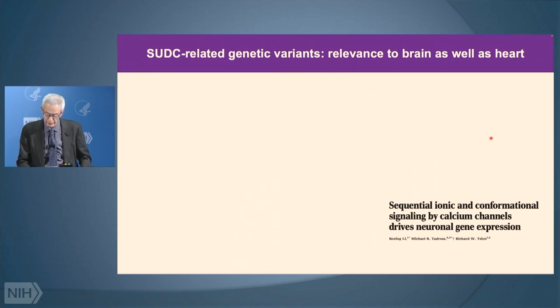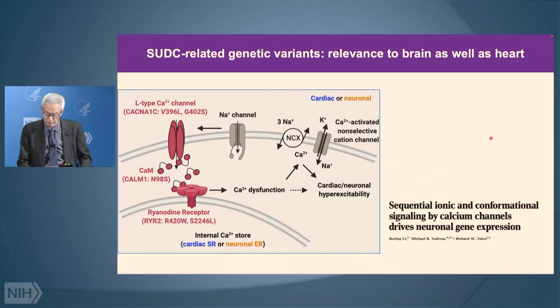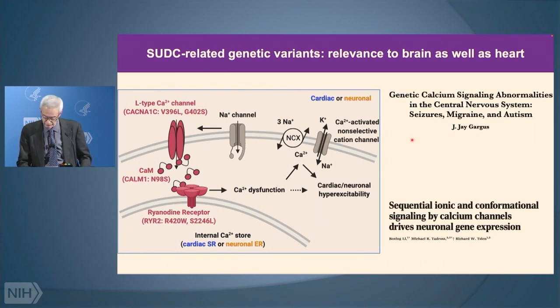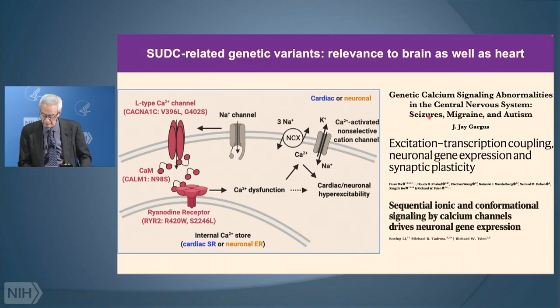Just because heart is an obvious possibility doesn't mean the brain is not involved, because the very same proteins are thought to be instrumental in excitation transcription coupling and other signaling abnormalities in different CNS disorders like seizures, migraine, and autism. And in fact, the L-type calcium channel conveys a conformational signal that doesn't need calcium influx, just by the protein conformation that could signal to the ryanodine receptor or to other proteins like CaMKII, and thereby produce abnormal electrical activity.